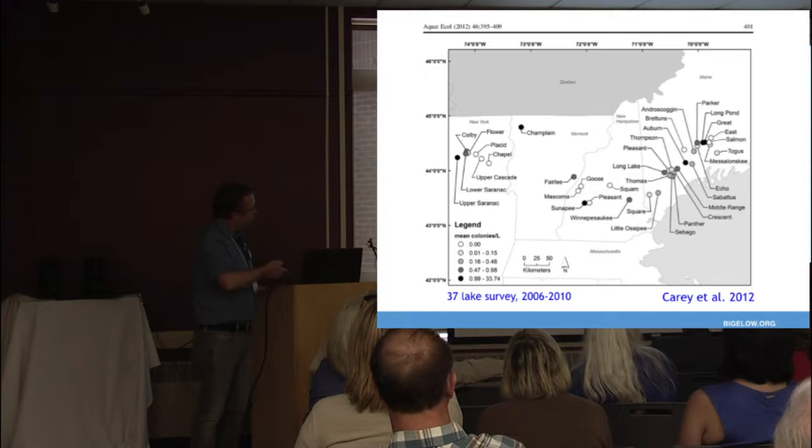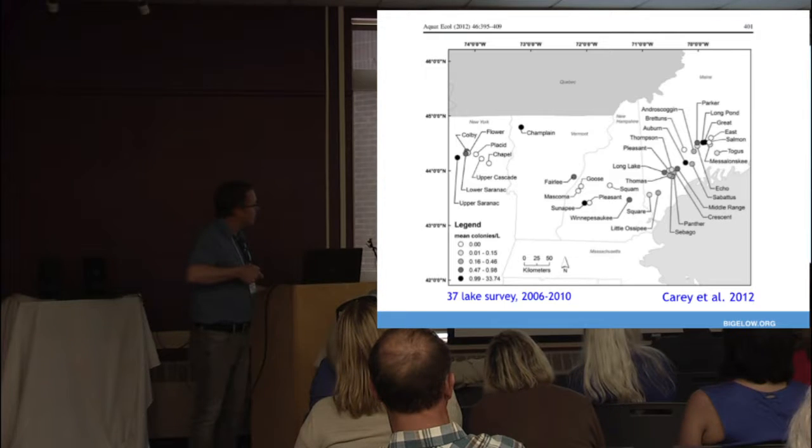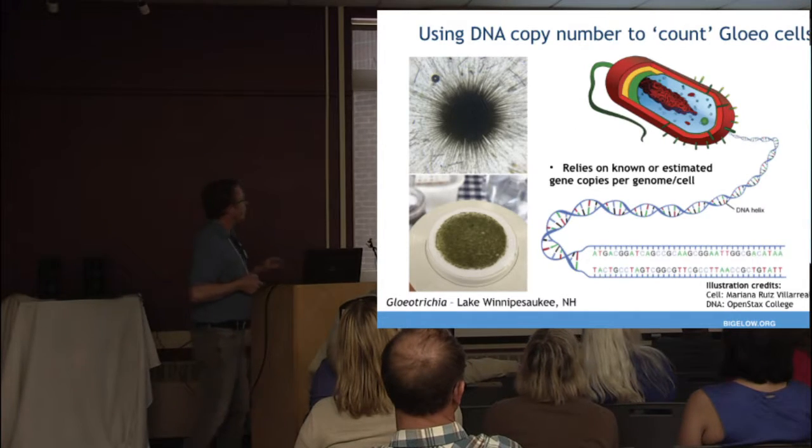Gloeotrichia is found all throughout New England. Many sites in Maine have it as well, but it can be in pretty low abundance in a lot of different places. Long Pond and Great Pond were areas where it did have a very high abundance. Notice Sabattus Pond down here. I have a slide on that in a minute.